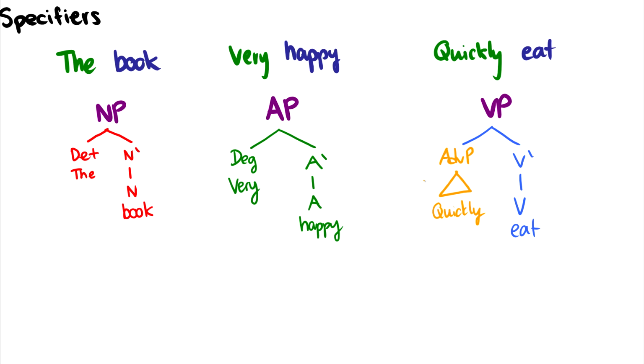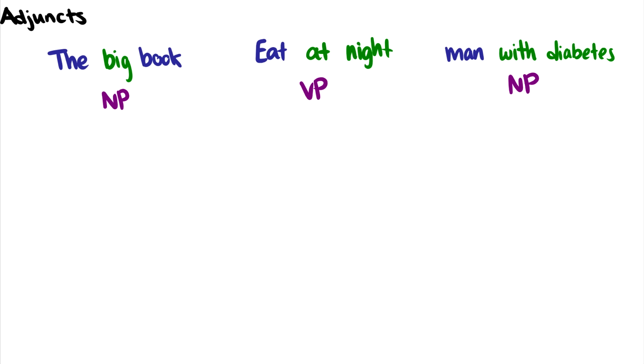Okay, so this is the specifier position. And again, think of it as positional. Think of the word specifier to mean a specific position. The specific position of a specifier is right below the phrase and to the sister of a bar. That is the position of a specifier. And these specifiers will always occur in the same position in English. Okay. Let's contrast that with adjuncts.